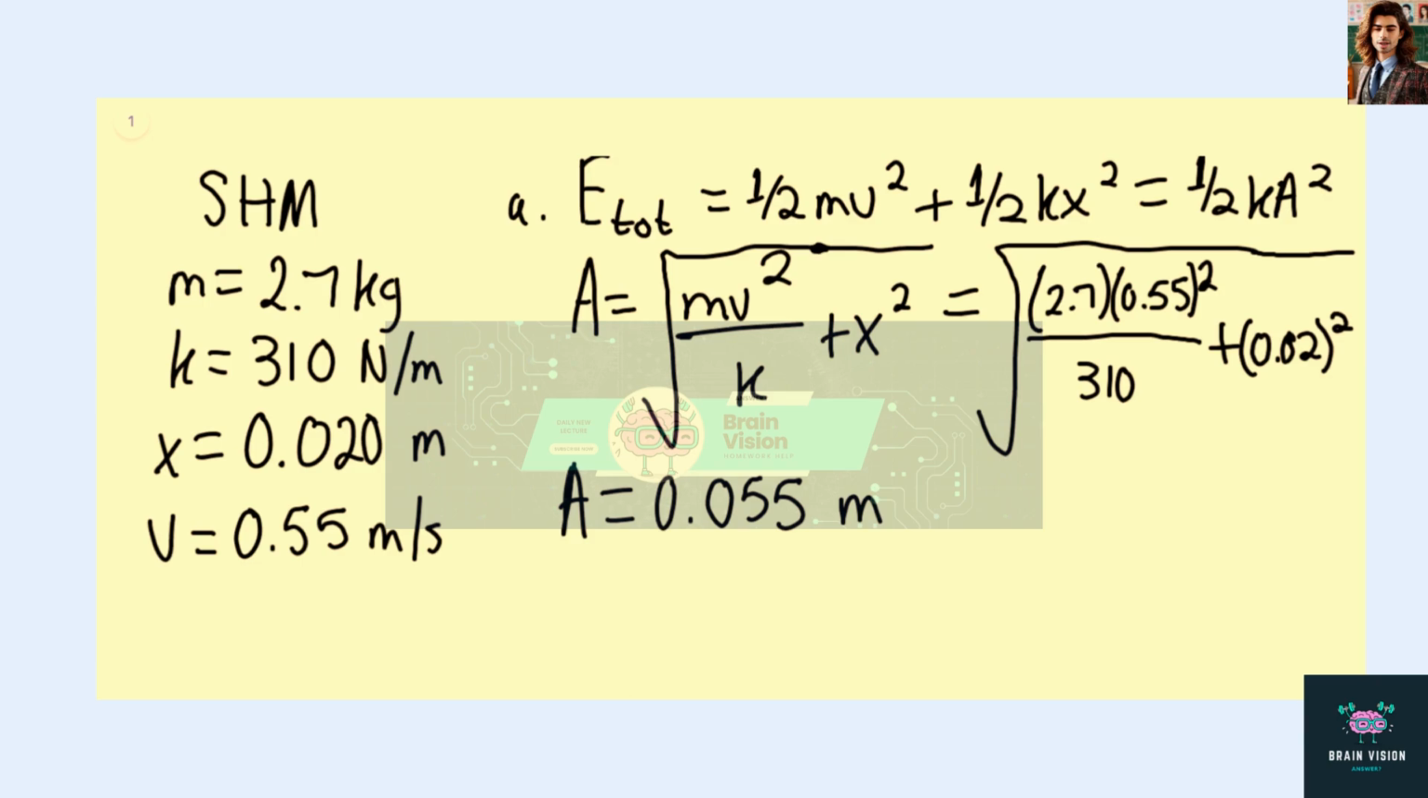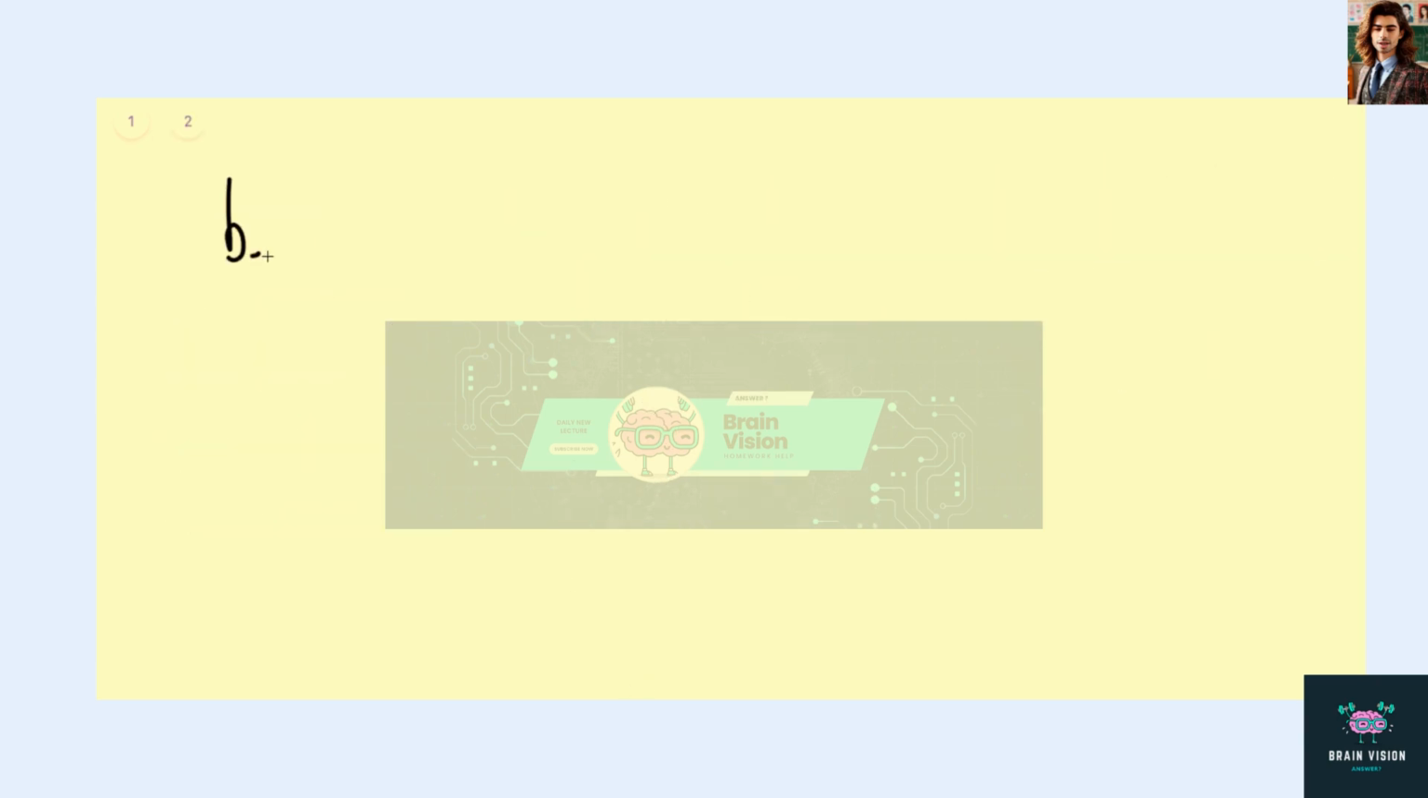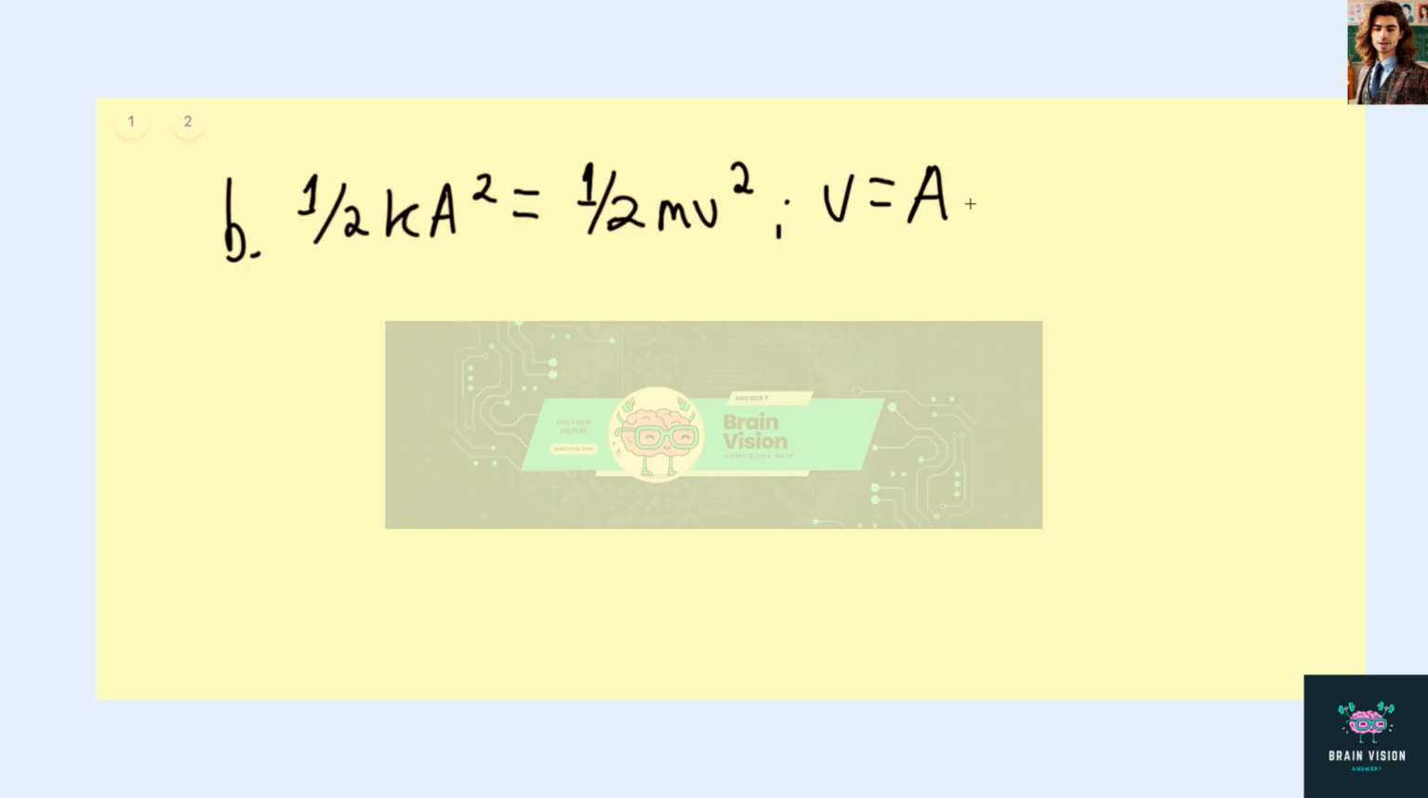Now it's asking what is its maximum velocity after the spring is fully decompressed, essentially. So for part B, the total potential energy of the spring is equal to 1/2 mv squared. In this instance, all the maximum potential energy of the spring is being converted into kinetic energy. Then we can solve for the velocity, which is equal to the amplitude times the square root of the spring constant divided by the mass.